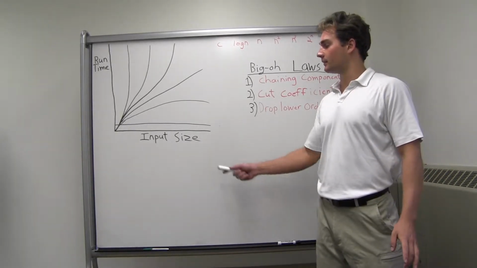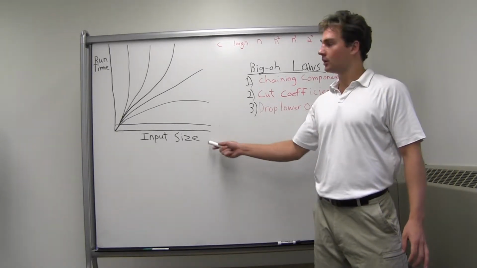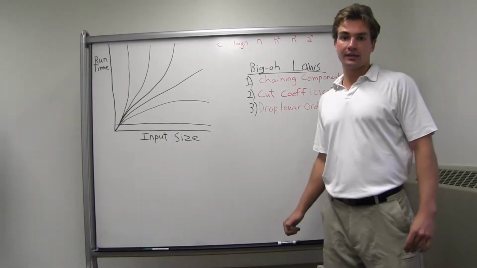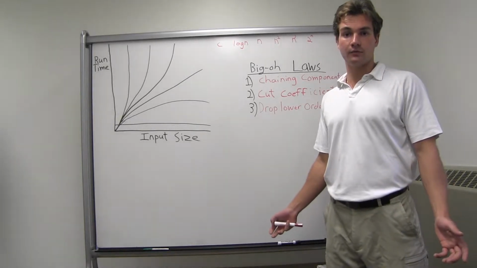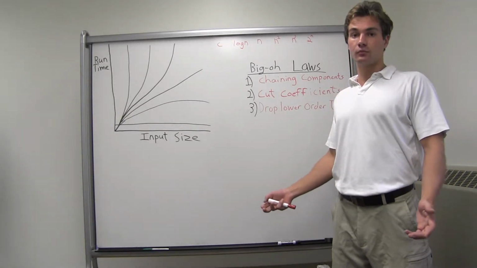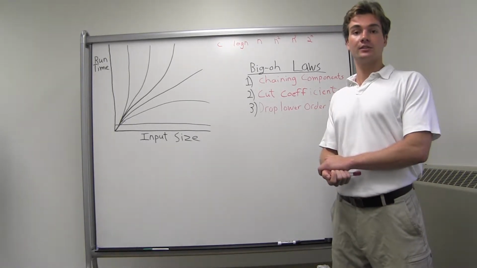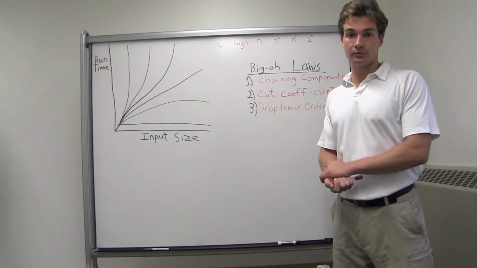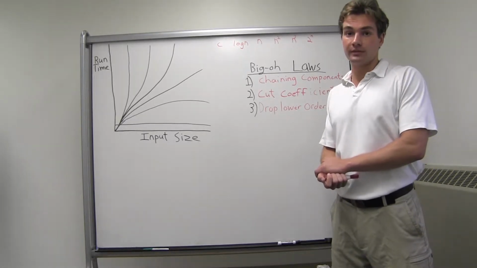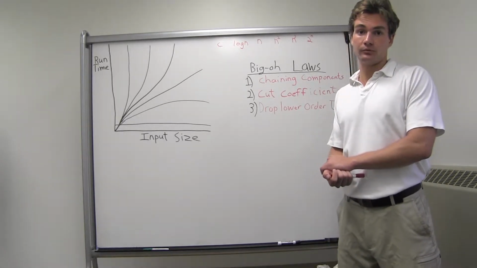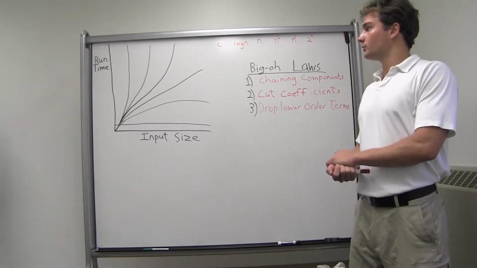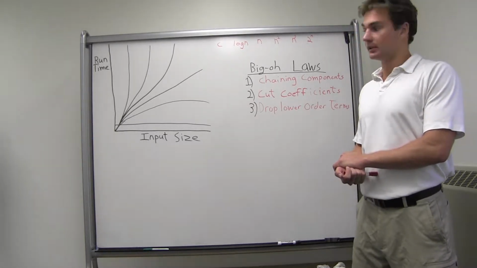Over here I have a graph on the board, and on the horizontal axis we have input size. On the vertical axis we have runtime. Now, as computer scientists, we all want to have fast programs. Everyone wants a fast computer. Nobody wants to be waiting for a web browser to load whatever you want to view. So we utilize Big O a lot in computation.